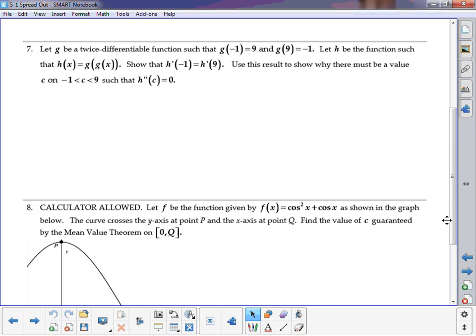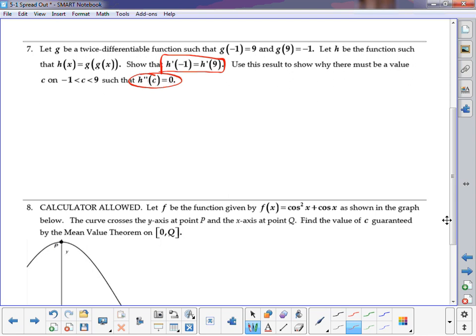Let h be a function such that h of x is made up of g of x. So it tells us to show that h prime of -1 equals h prime of 9. And then use this result to show why there must be a value c on that interval such that h double prime of c equals 0. Okay, so they gave us a lot of information.